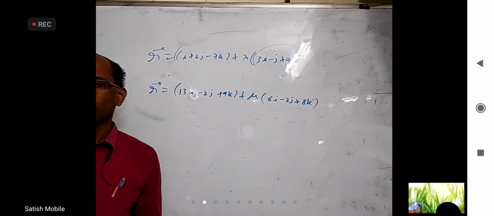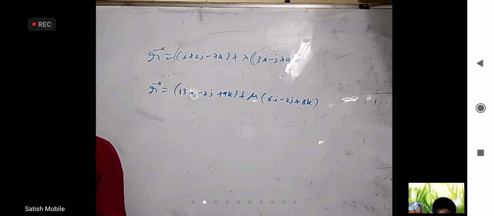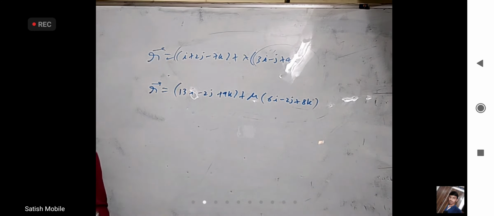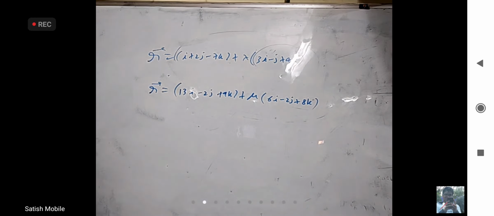Okay. Anybody want to comment about these two lines? Are they parallel lines? Or are they intersecting lines? Or skew lines? Or something else? Okay, everybody agrees parallel lines. Okay. I am saying both represent the same line. Is it true or false? Not just parallel lines, they are the same line.